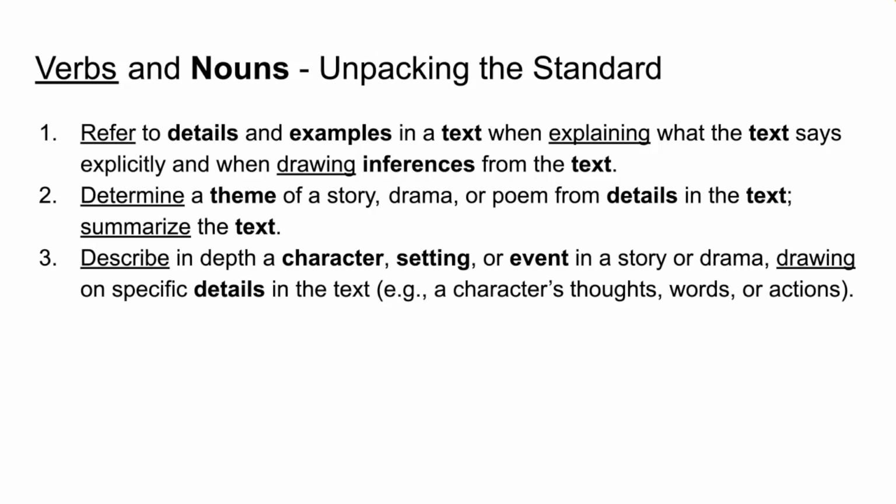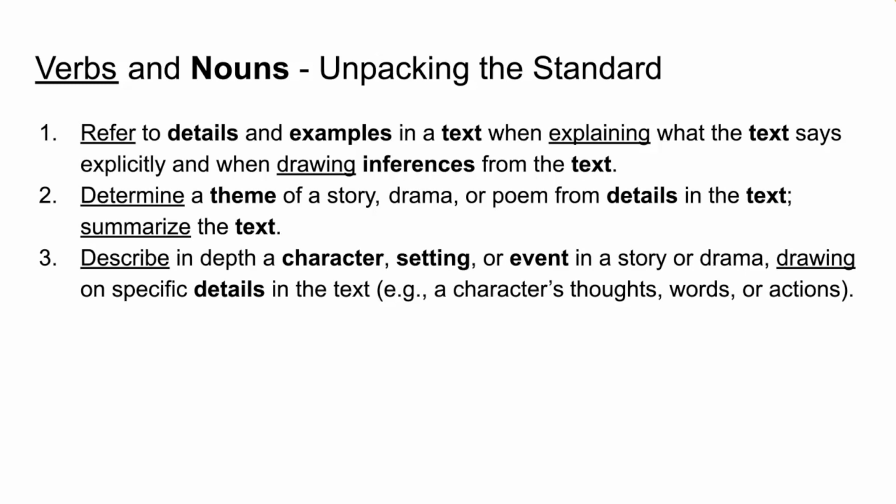And the second part of this one is about summarizing the text. So condensing the information of the text into a smaller size and just looking at the more important parts of the story rather than the details. In the third step, we have describe in depth a character, a setting, or event in a story or drama, drawing on specific details in the text. So in this part, we will be looking at description, and we will draw upon specific details. So what will you be describing? Describing a character, a setting, or event in a story or a drama.